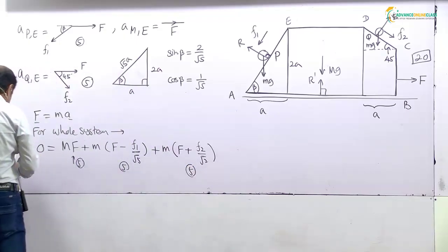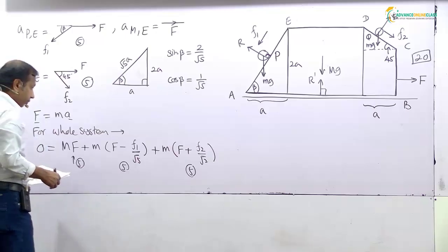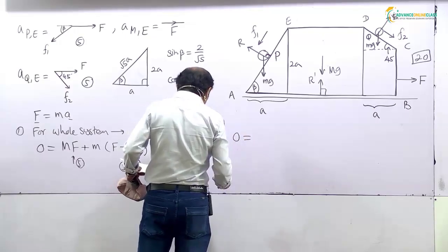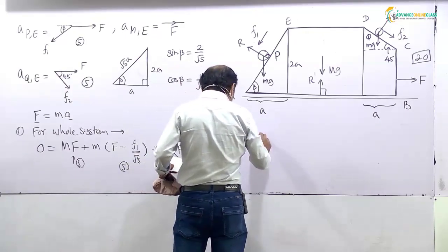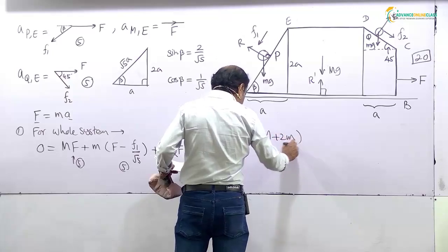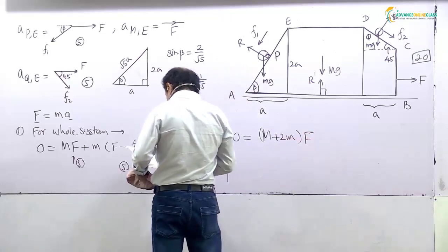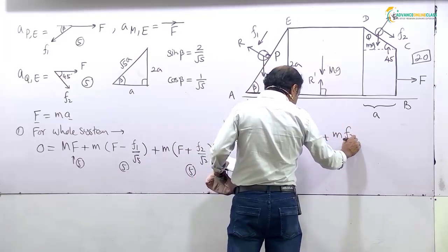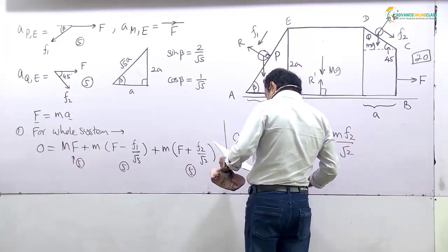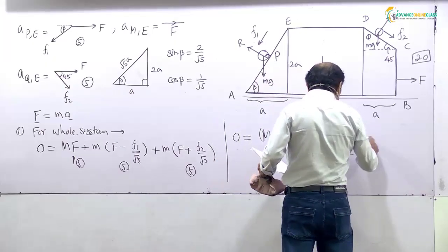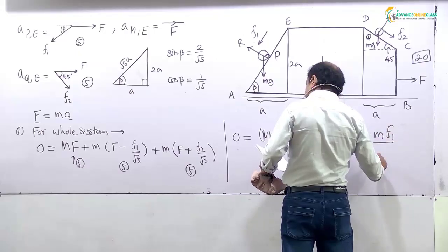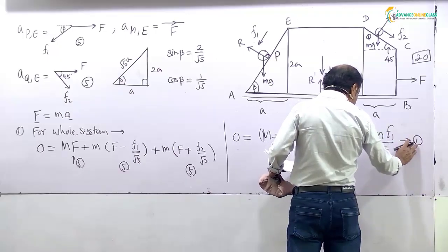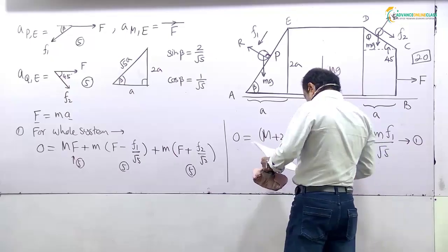By this, we can write one equation. Take all capital F terms together and simple F1, F2 separately together. We get like this: when you take all capital F terms together, we get m F2 over root 2 minus m F1 over root 5. Number 1.